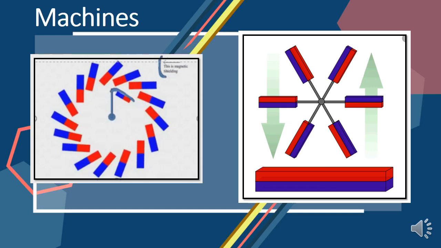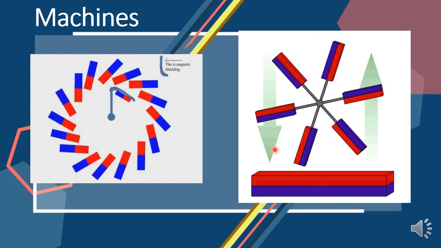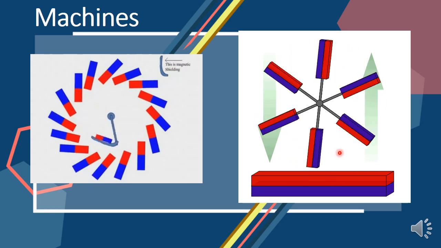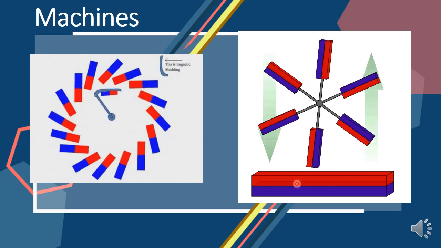Machines. We use magnets in machines also, like these machines. If we suppose that the red part is the north part and the blue part is south, so south and north will attract. North and north will repel from this side. So because of that, it will rotate. This wheel will rotate. And here we have a shield to hold this magnet inside.